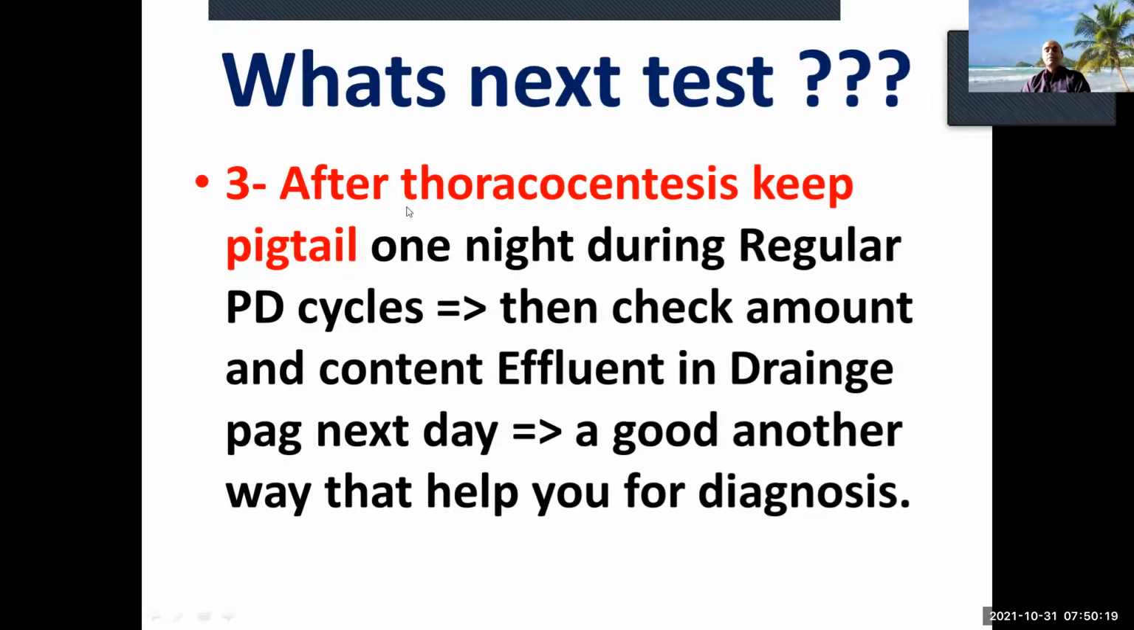Jeff Bear at St. Michael Hospital recommended this after thoracocentesis: keep the pigtail in for one night only, during a regular PD cycle.